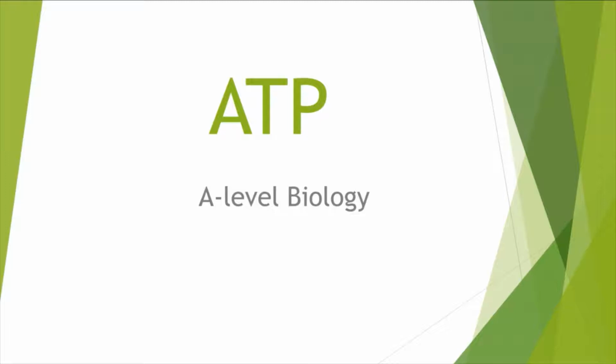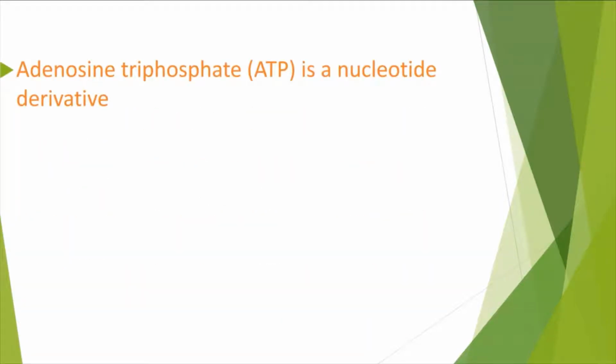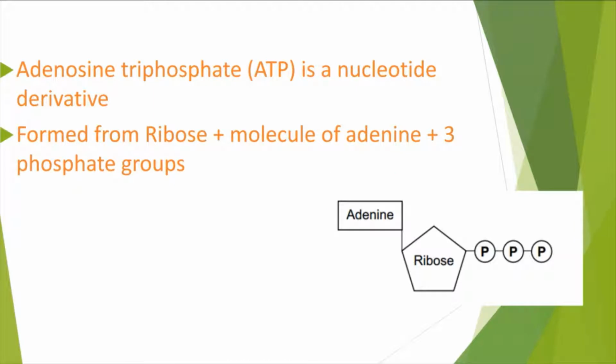Hey guys, in this video I will be going through the ATP topic of the A-level biology curriculum. So let's begin. Adenosine triphosphate, which is also called ATP, is a nucleotide derivative. What this means is it's formed of the three components which a nucleotide is usually formed of: adenine, ribose sugar, and three phosphate groups.